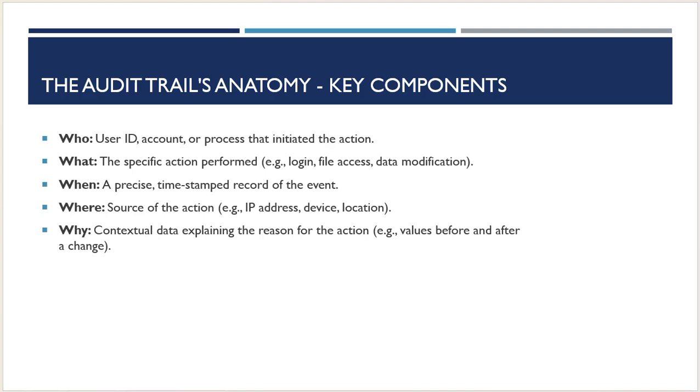And when is the specific timestamp and record of the event. Whenever an action is done, we record the timestamp in the when section. And where is the source of the action, meaning the IP address, the device, or the location from which the user acted. And why is the contextual data explaining the reasons for the action, why the user performed certain actions, the motive, and the values before and after the changes.